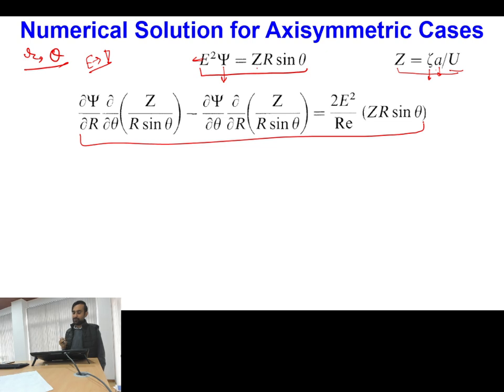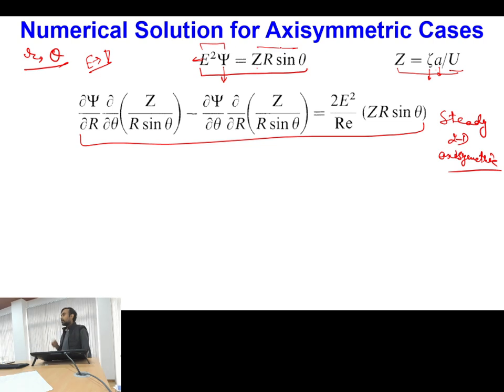Okay, so these are the two equations for steady two-dimensional axisymmetric flow over a sphere. Now, what is this first equation? In the Cartesian system, the equivalent form is Laplacian of psi equal to minus omega. So that is in the Cartesian system, and the corresponding form is this.